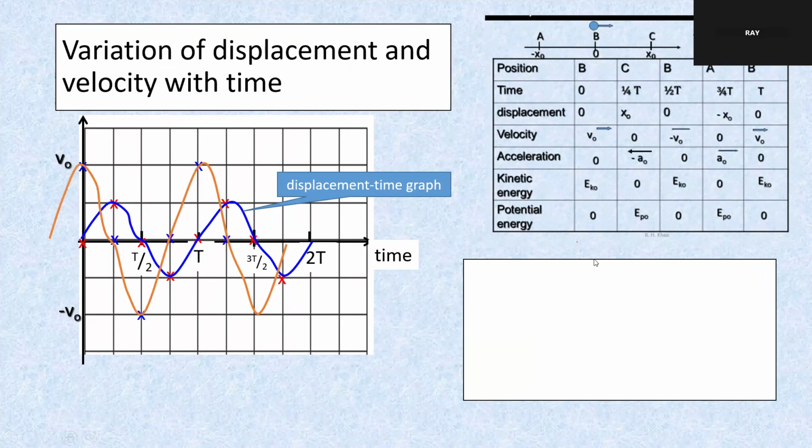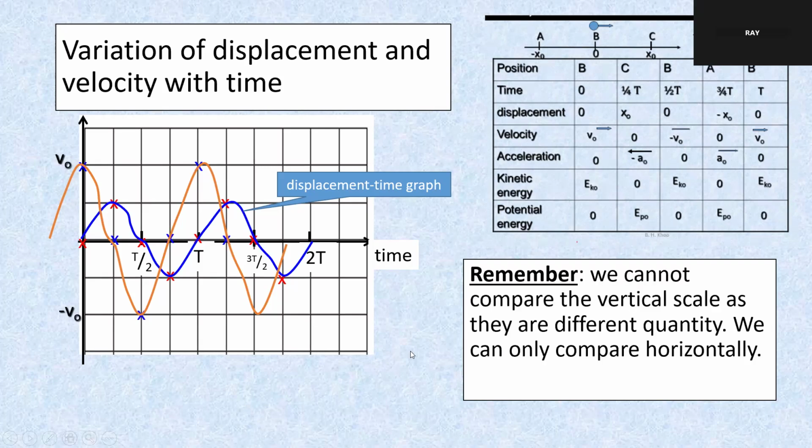Okay, can use this table to sketch the graph, or since we know it's a cosine graph, there's your v naught. Okay, it's a cosine graph. You cannot compare the vertical scale. This is v, this is x. Right? Cannot compare.